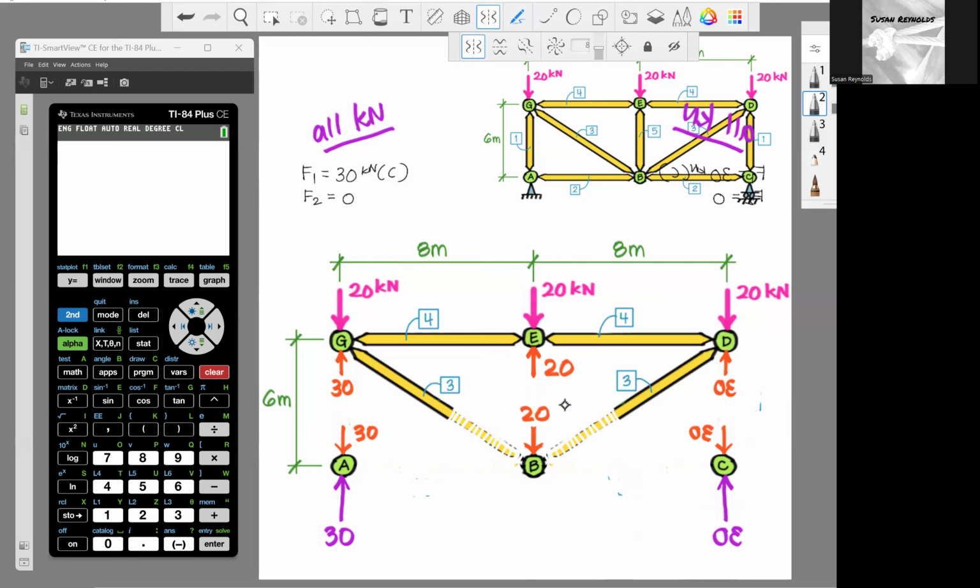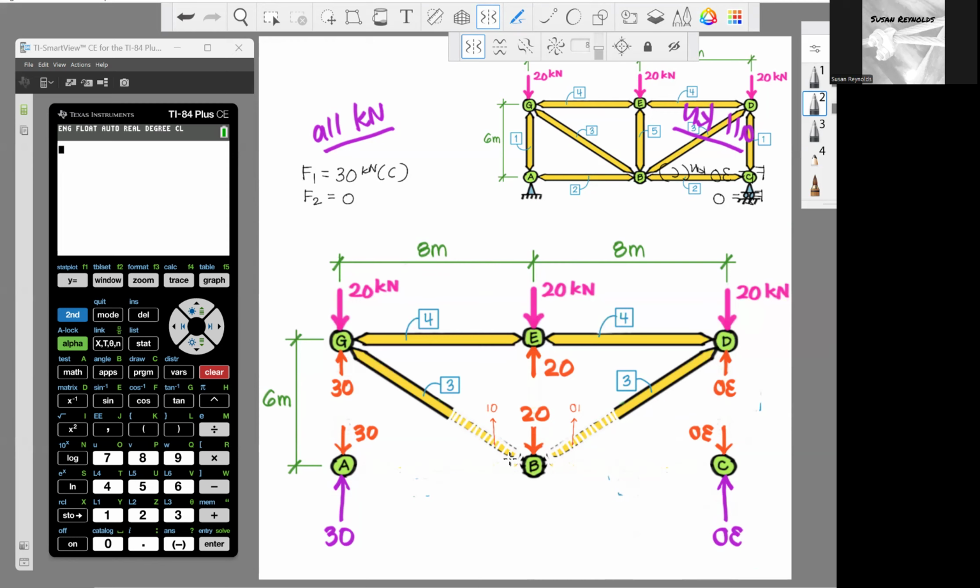So I've got to take out a downward force of 20. Because it's symmetric, I know I'm going to get 10 on both sides. So I see that member 3 is in tension, a pull, because I'm working on node B and those arrows are pointing away from the body.